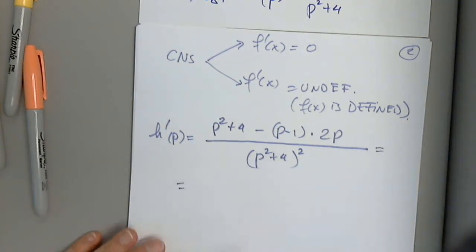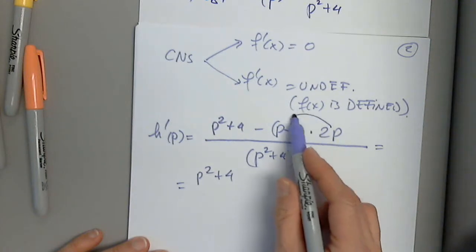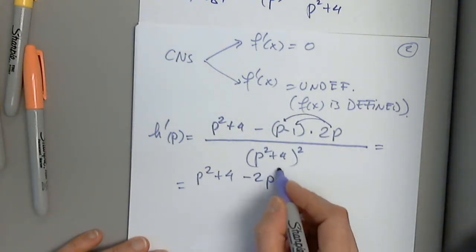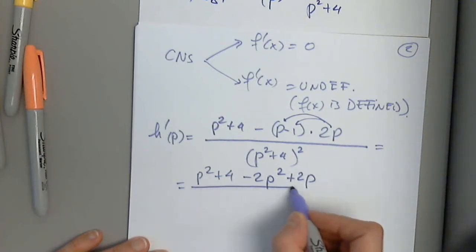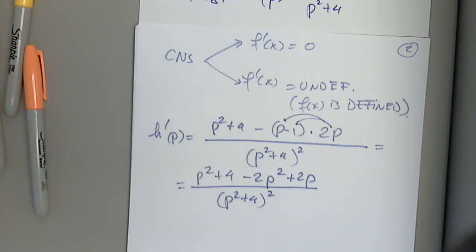We have to completely simplify this. So then we have p squared plus 4. I distribute 2p to these two terms. Negative 2p squared plus 2p divided by p squared plus 4 squared. Let's take a moment and see if this is okay. Is this okay?